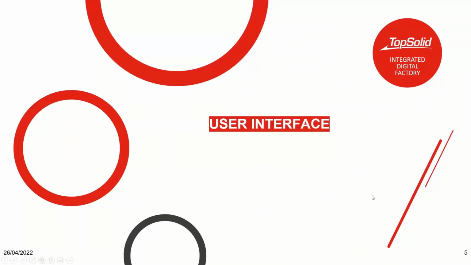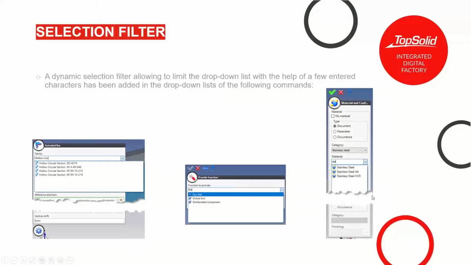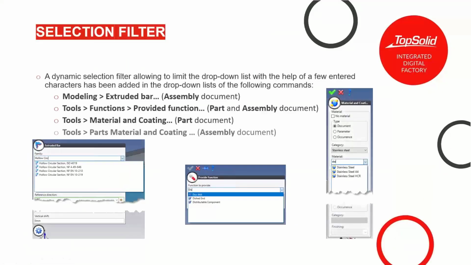So with regards to the TopSolid user interface, we've made a couple of small improvements this year. The first one has to do with the dynamic selection filter. We've added this dynamic selection filter in the extruded bar command, in the provided function command, and the material encoding command, both in the part document and in the assembly document. And I figure the best way to show you how this works is to just do it live.